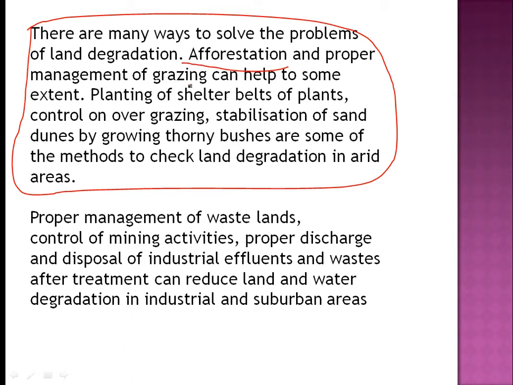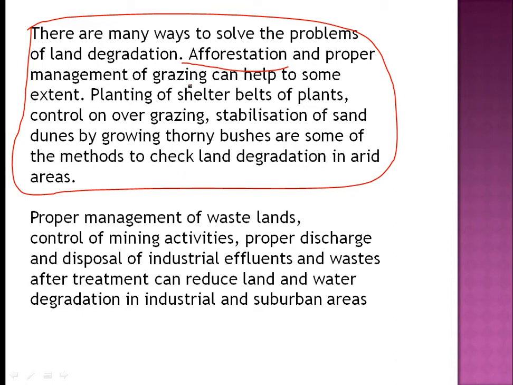So paragraph number 1 is talking about all the conservation measures. In the examination there will be a question for 3 marks as well as it can be for 5 marks. What do you mean by the term land degradation and how can we conserve it, and describe the conservation measures to stop land degradation. I repeat the question. What do you mean by the term land degradation and what are the different ways by which we can conserve it?